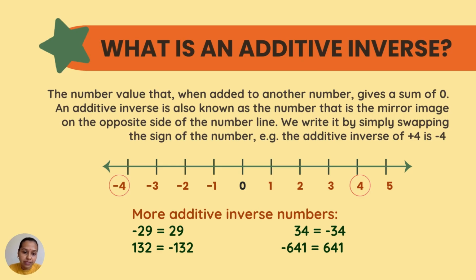More additive inverse examples: the additive inverse of negative 29 is positive 29, 34 is negative 34, 132 is negative 132, and negative 641 is positive 641. If you look at all examples, you would see the only thing that changed was the swapping of the signs, either positive to a negative or a negative to a positive. Easy.